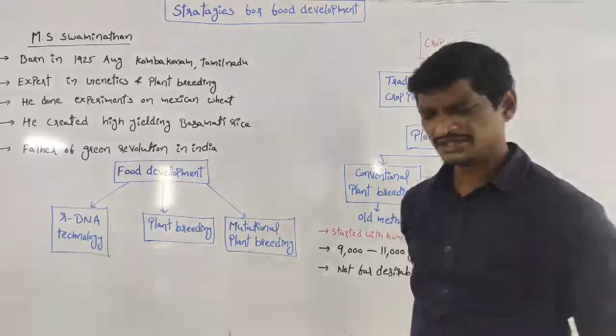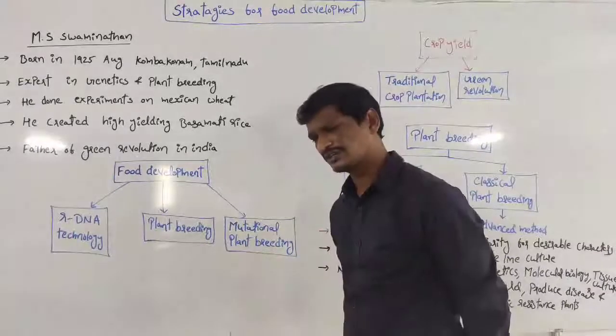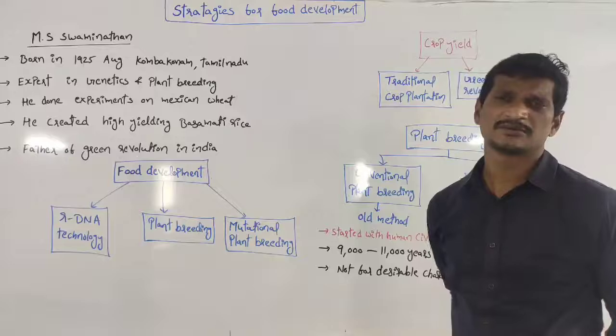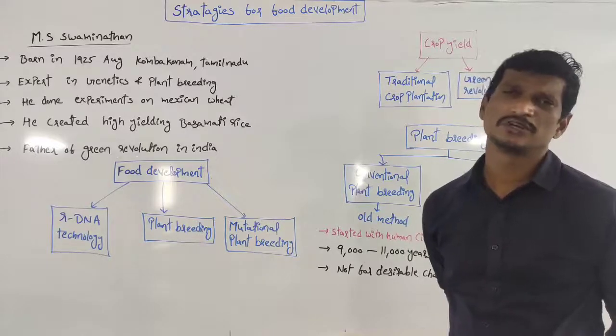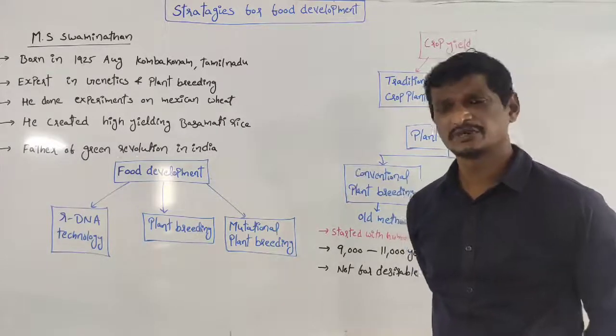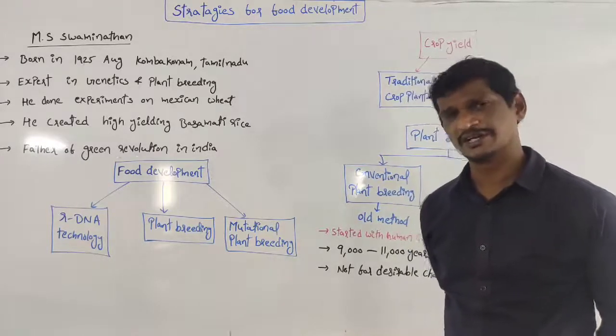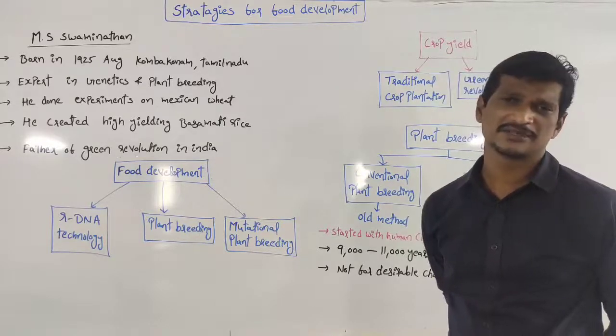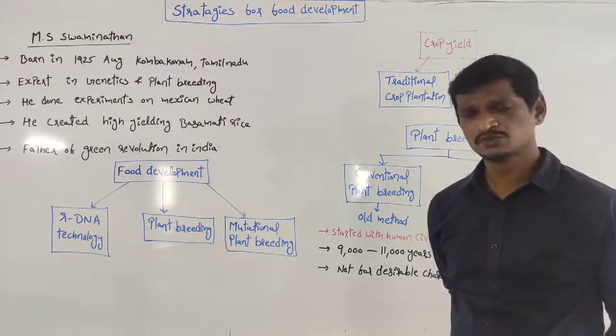Then, some of the mutations are not useful, and some of the mutations are harmful. Some of the mutations are useful. So among the mutated plants, the high yielding plants are the ones having useful mutations.